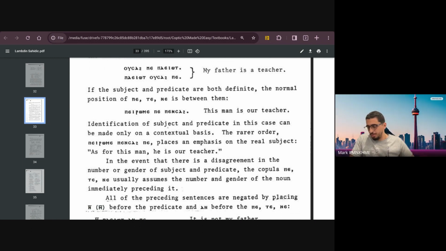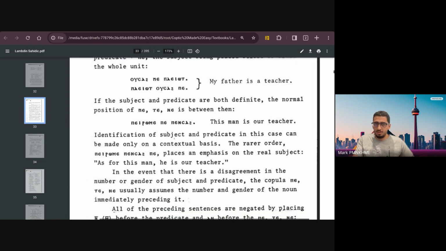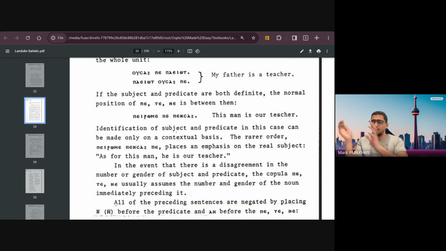Yeah. Okay, so when we say pe, if the first one is indefinite, the first line here, then we know the subject comes later. So we know that the predicate, or what describes the subject, is always the one just before the pe. That we know for a fact. If they're both definite, we don't know. Either or, it can literally be this man is our teacher, or it's this man, our teacher. So it can work both ways. Okay. Am I reading it right? That makes sense to me.